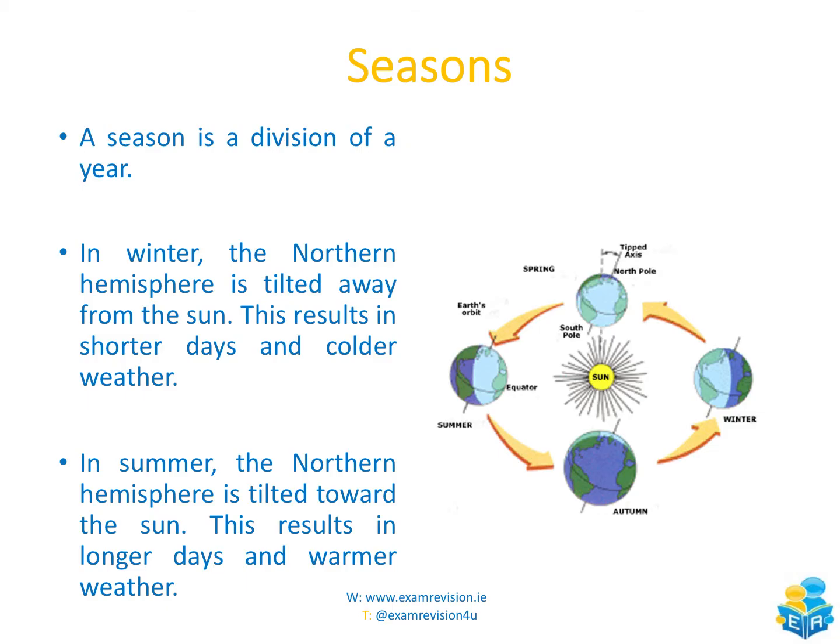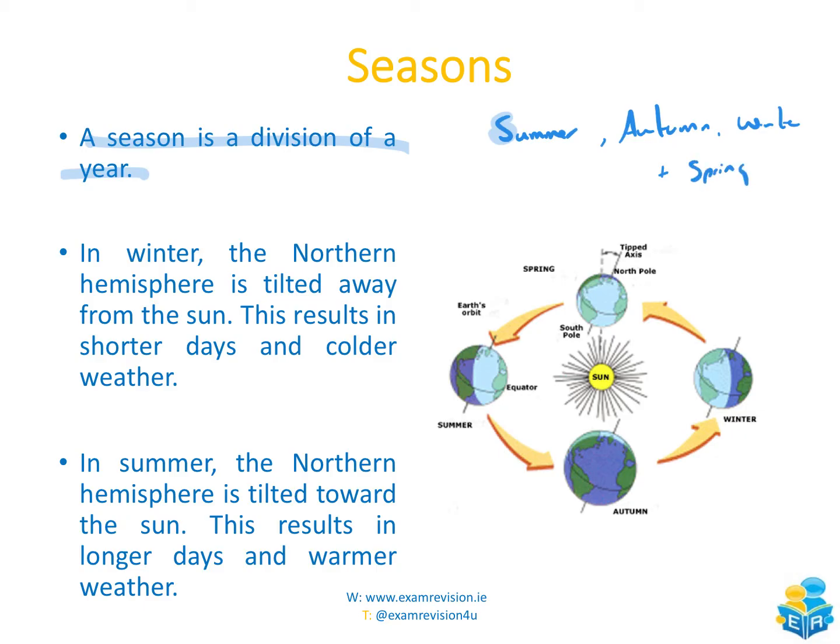When we mention a season, it's just a division of a year. We divide it into four seasons: summer, autumn, winter, and spring. There are four three-month divisions of the year.